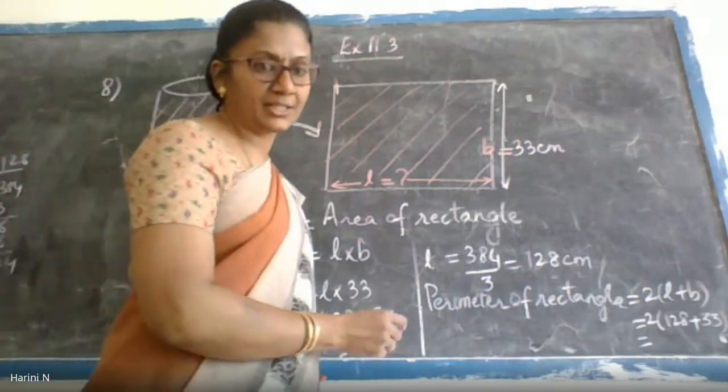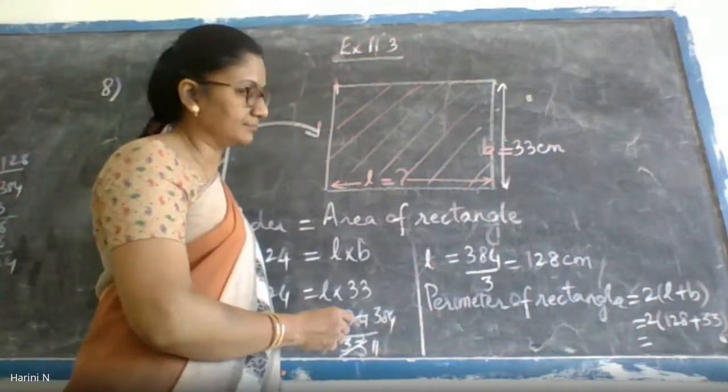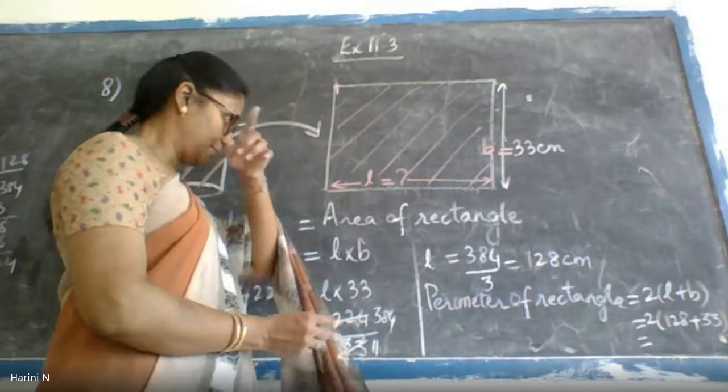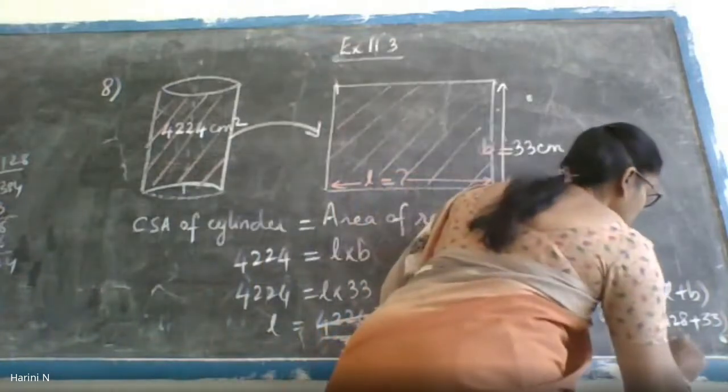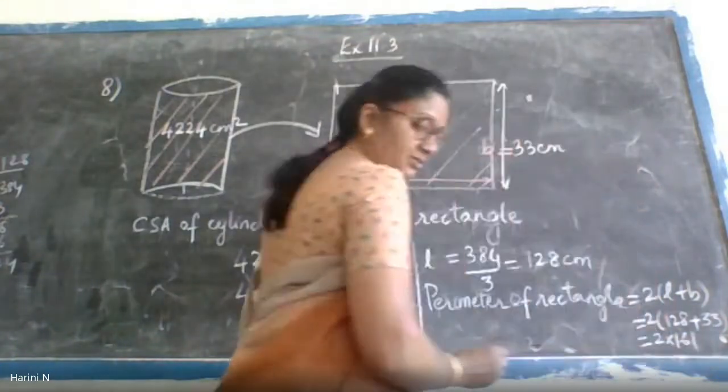128 plus 33 is 161. 2 times that. 2 into 161. Shall I write it here?